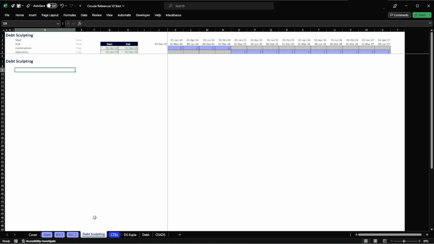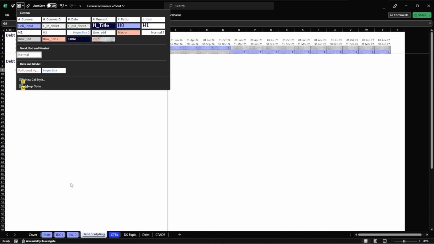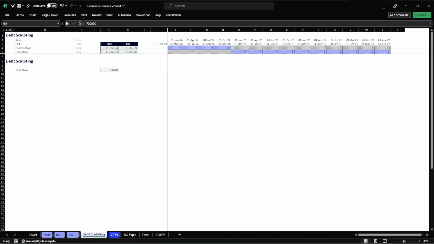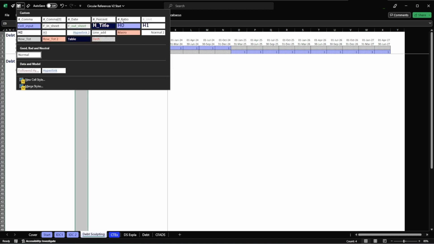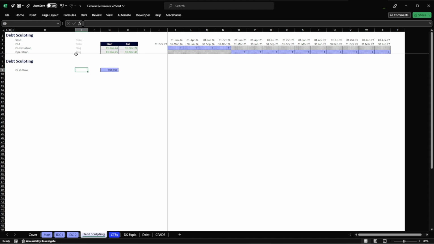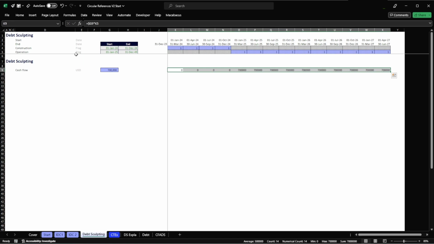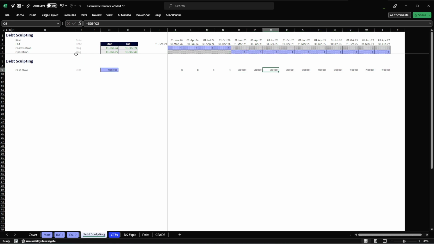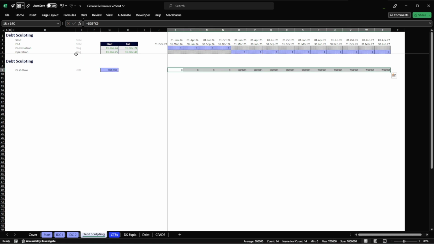So we're going to start by having our cash flows. We're going to assume that we're going to have a cash flow of $700,000 for every single period. Then it's going to be a $0. This is going to be our units column, and this is going to be in USD. We're going to say that for each one of the operations periods, we are going to have a $700,000 cash flow. That's exactly what I just coded in here, as you can see per the formula. I'm going to just format it now. Nice. So this is our cash flow.